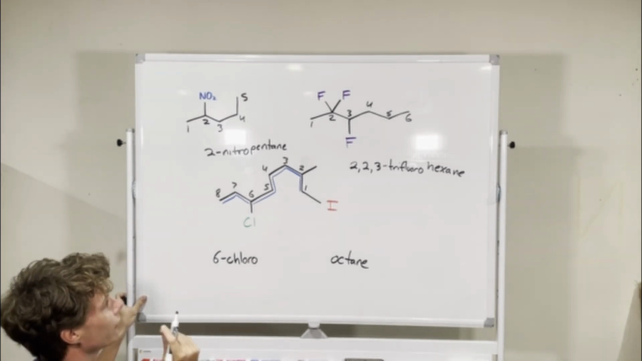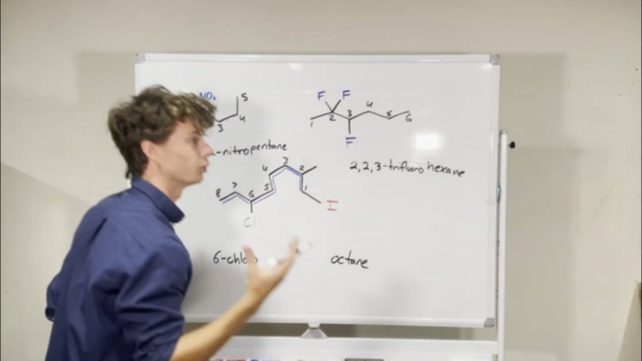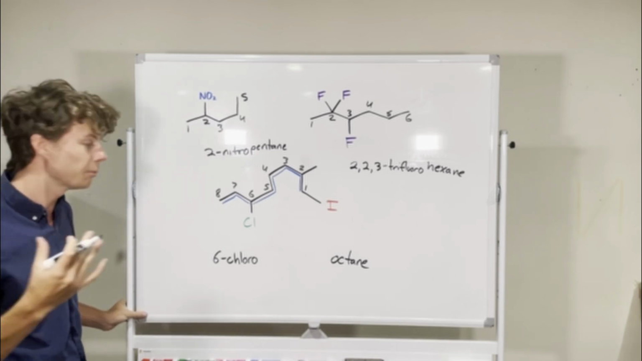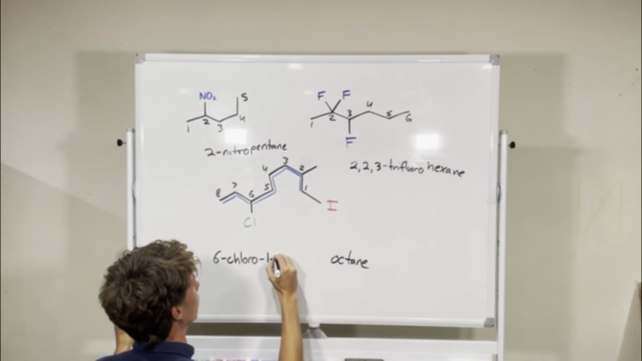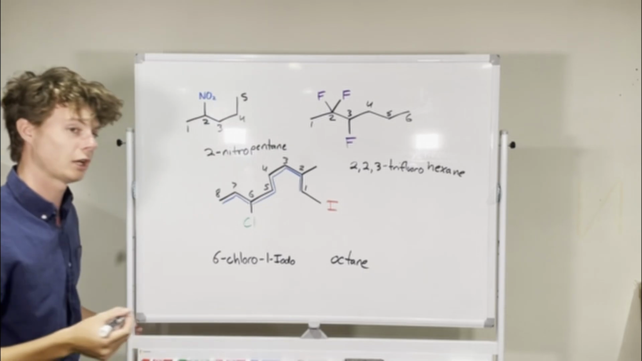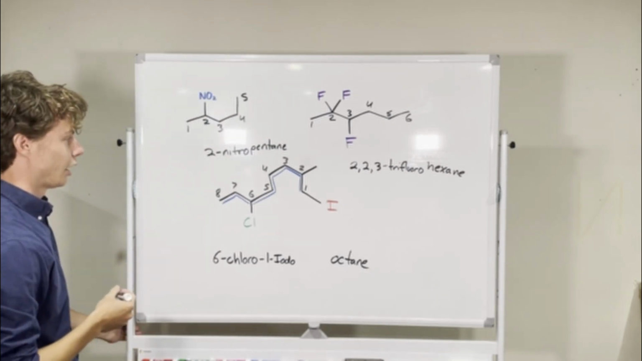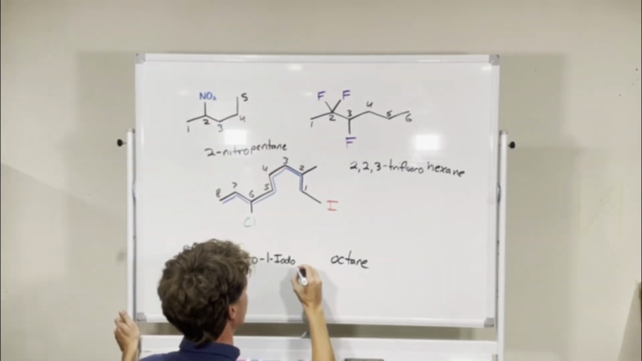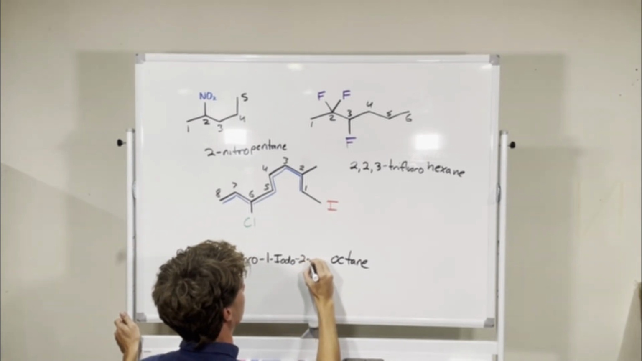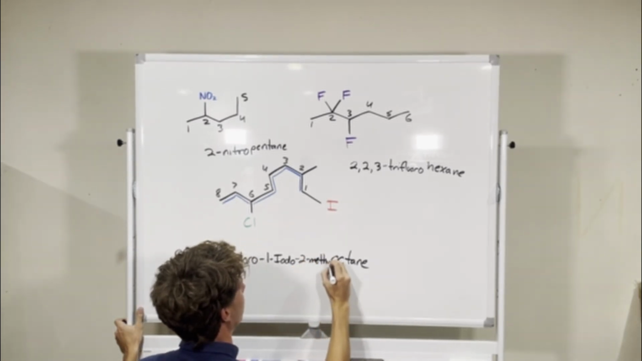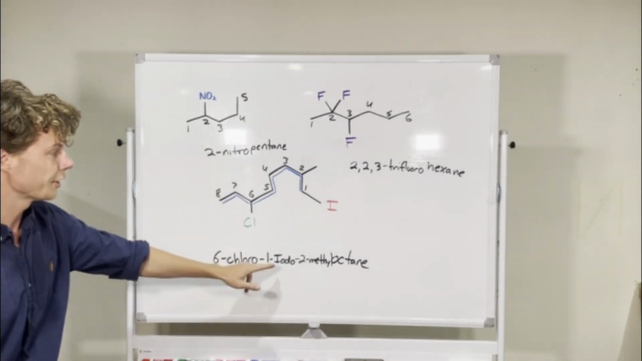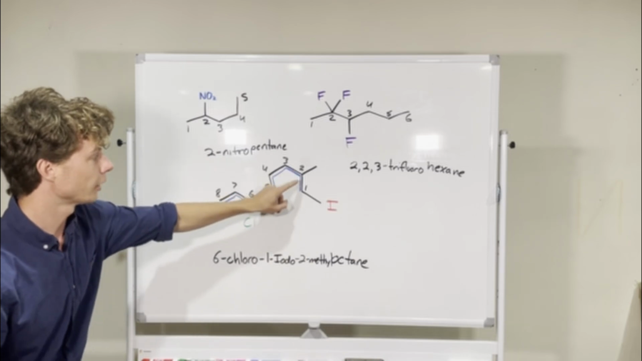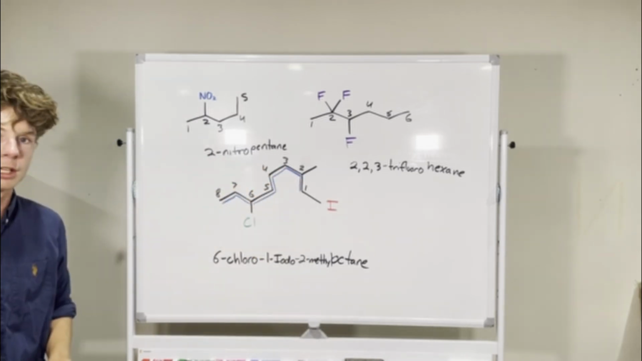Next, I have either a methyl or iodo group. What should come first? I comes before M in the alphabet, so I'll do iodo, and I will say 1 iodo. I capitalized it there. Probably shouldn't have to do that. And lastly, a methyl in the 2 position. So 2 methyl. 6 chloro, 1 iodo, 2 methyl, and the whole thing is octane.